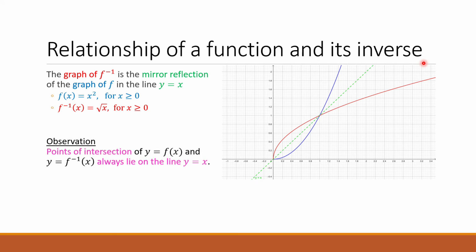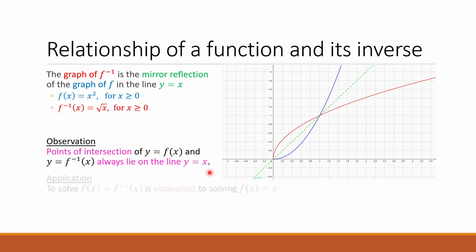The observation we can make from this example, which is just a specific example but in general always true, is that the intersection of the function, the blue, and its inverse, the red one, will always lie on the line y equals x. You can see in this example, the intersection is here and here. The intersection of the function and its inverse is always on the line y equals x.